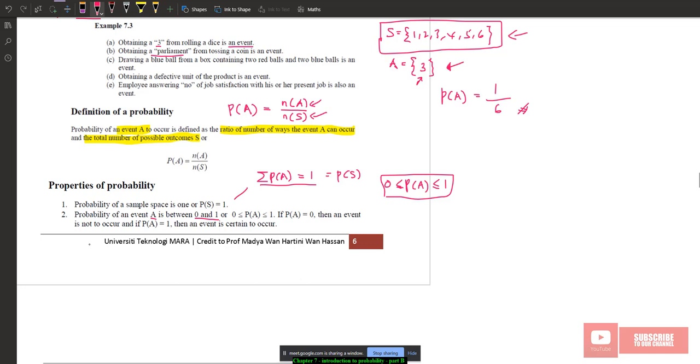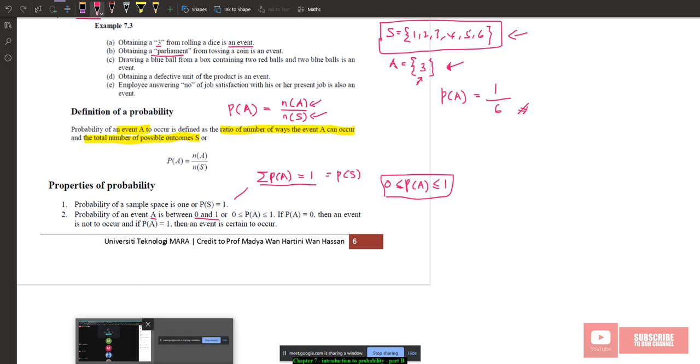So far, can I get a response? Do you understand the definition of probability and the properties of probability? The properties of probability mean that the summation of all probability should equal 1, and the probability should lie between 0 and 1. So can you comment on the chat box so I can know whether you understand?